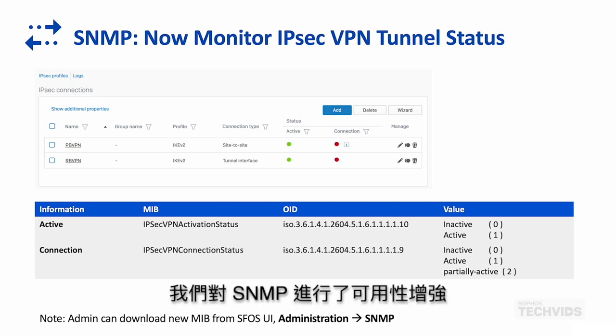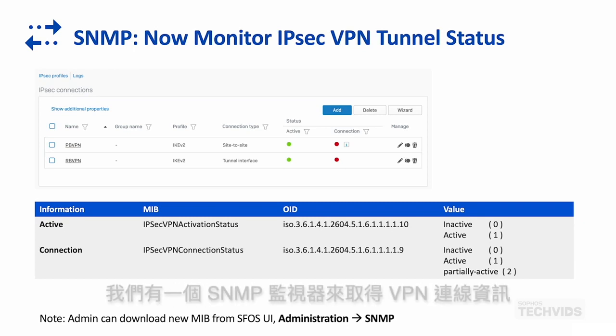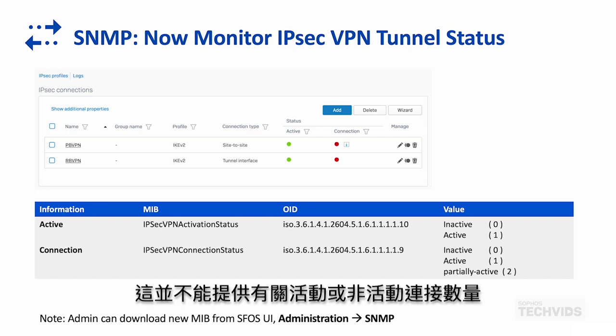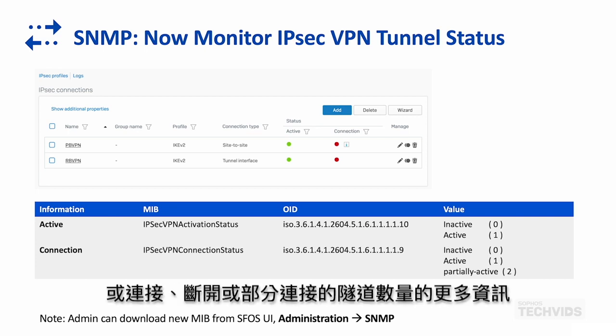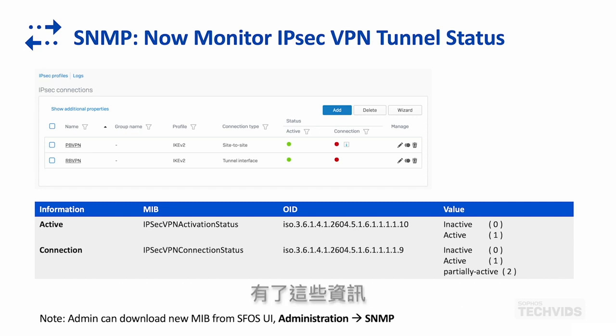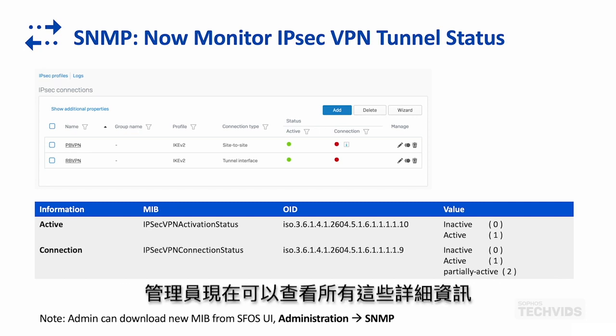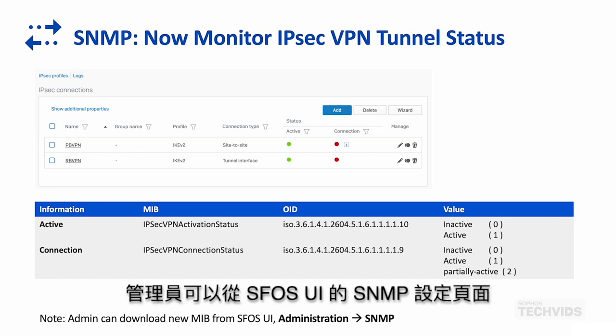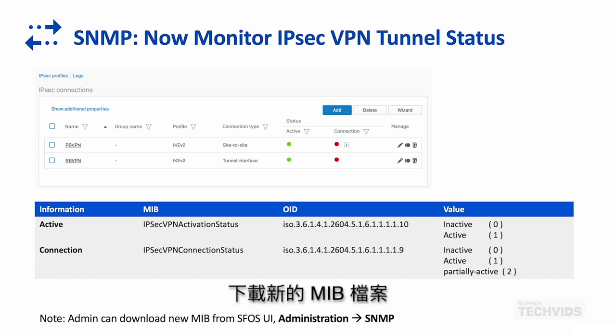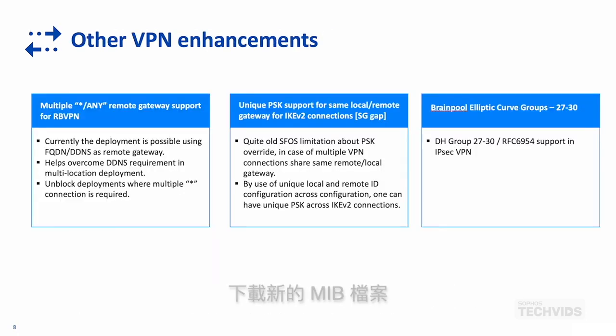Now, we've made a usability enhancement to SNMP. In the current SFOS, we have an SNMP monitor to fetch VPN connection information. However, this doesn't provide much insight around the number of active or inactive connections, or the number of tunnels that are connected, disconnected, or partially connected. With this enhancement, admins can now see all this granular information. Admins can download a new MIB file from the SNMP configuration page of the Sophos UI.